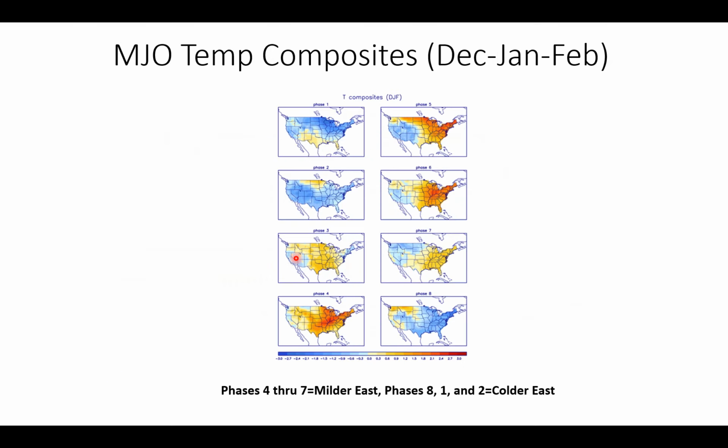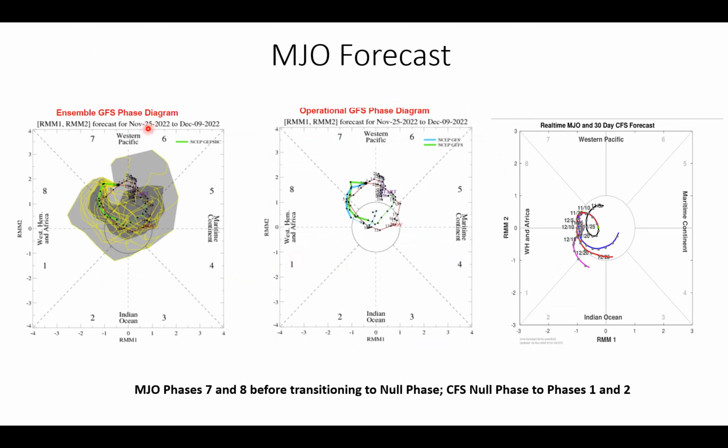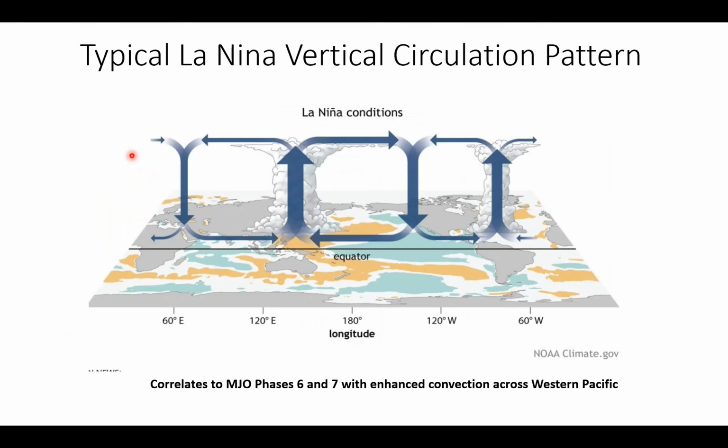Oh, and that is perfectly in line with phases 6 and 7 right here. Why are we spending so much time in phases 6 and 7? We're in a triple dip La Nina. The circulation's been set in place already for 2 previous winters. Now we're just in winter 3. Upward vertical motion, rising air, enhanced convection, Western Pacific. All right. Sinking air motion, Eastern Pacific over cooler water. All right. So I just wanted to show you the La Nina vertical circulation pattern correlates nicely to MJO phases 6 and 7.